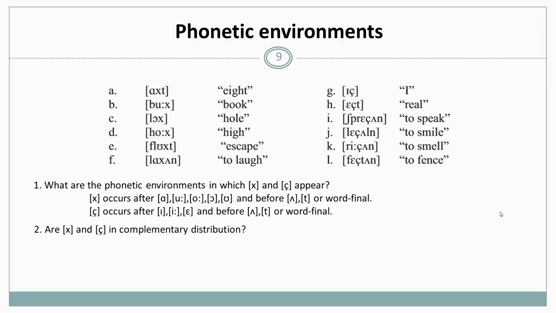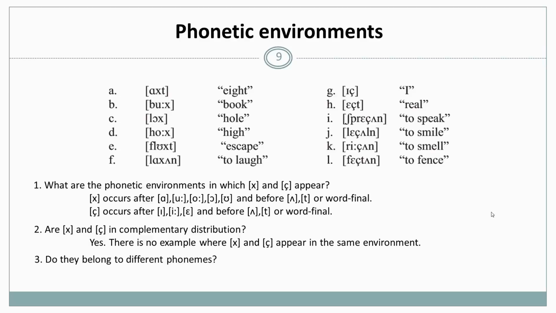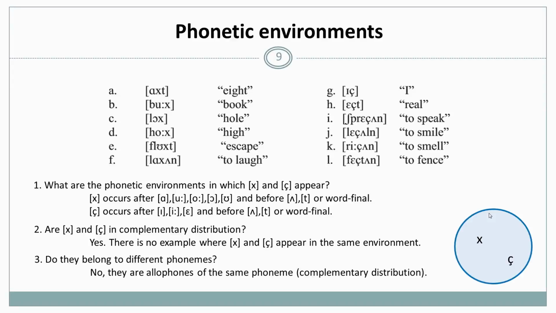And so, are ch and ch in complementary distribution? Yes, indeed they are, because there's no example where ch and ch appear in the same phonetic environment. Ch always appears after I, or e, as we saw, and ch after any other vowel. So there's no case where the distribution overlaps. So do they belong to different phonemes? No, they don't. They are allophones of the same phoneme because they are in complementary distribution. So now we can put ch and ch into the same bubble. They are allophones of the same phoneme.